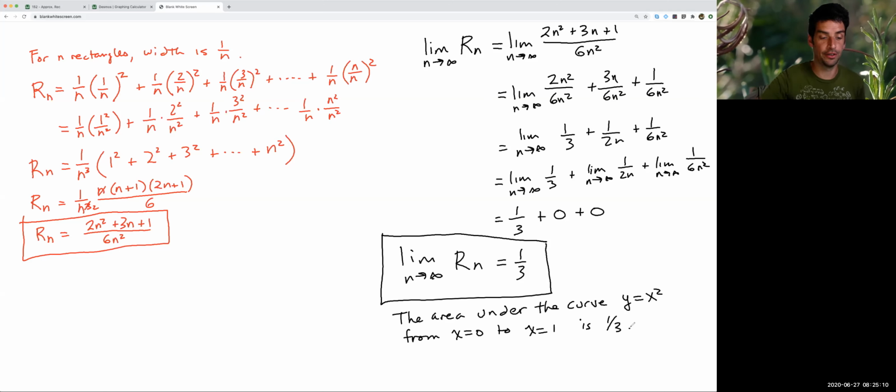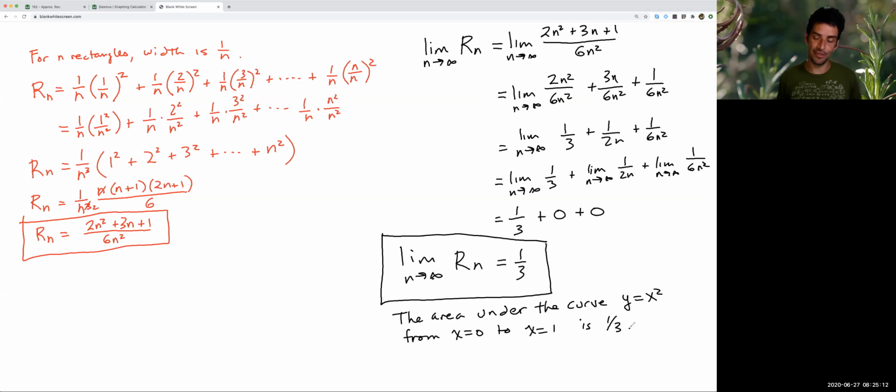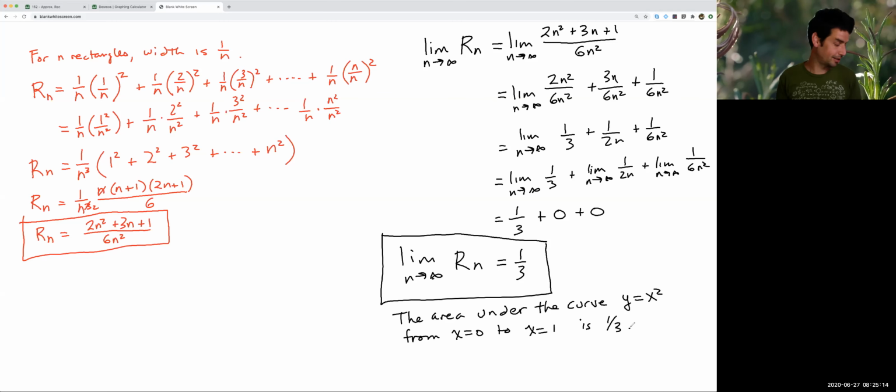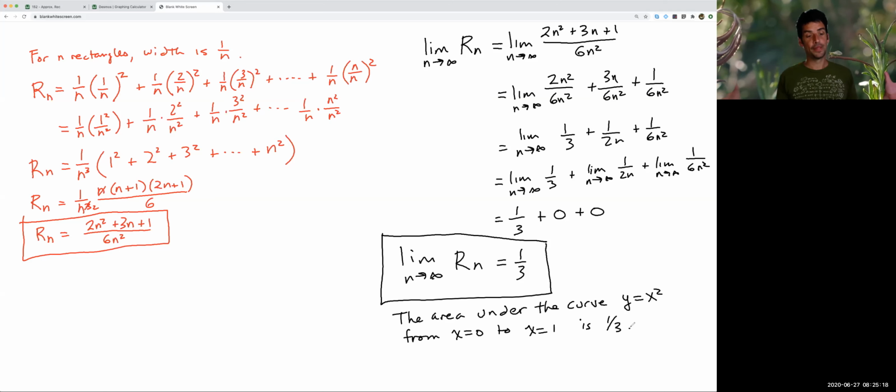So it's very, very aligned with our thinking in Calc 1 in differential calculus, where you say, I have this idea of a slope, and I'm going to take a limit to get this instantaneous rate of change or slope at a single point.